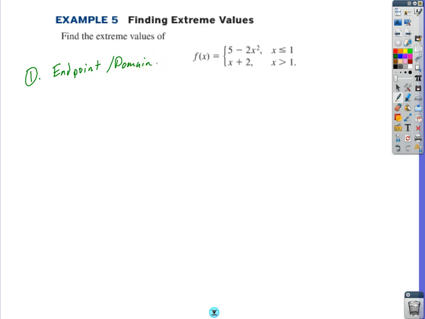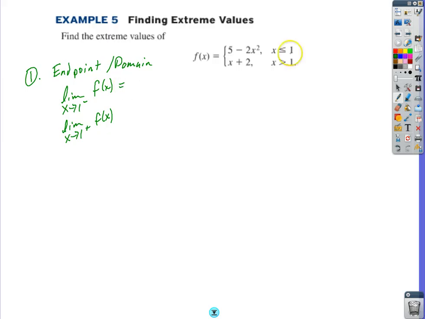So when I'm thinking about endpoints, well, they don't give me any. And look, this is minus 2x squared. This is just a parabola. It's good anywhere. So I'm good with that. X plus 2 is just a line. It's good anywhere. I'm good with that. The one thing I do have to check is what's happening on either side there. I have to check what's the limit as x approaches 1 from the left, and what's the limit as x approaches 1 from the right of my function. Okay, I need to check that out for my domain purposes.